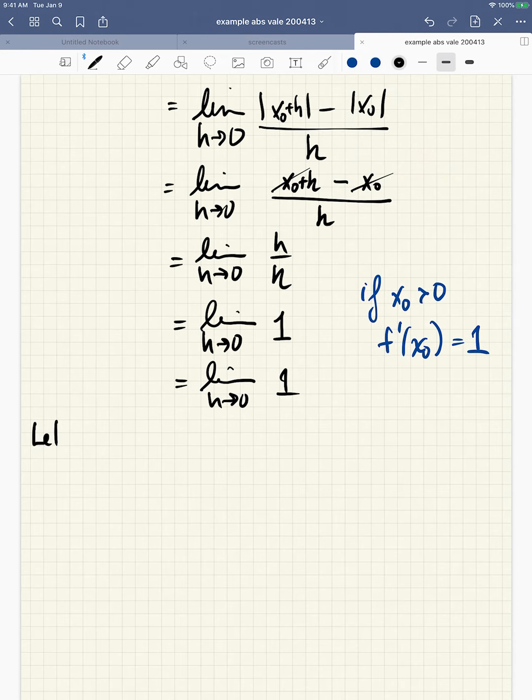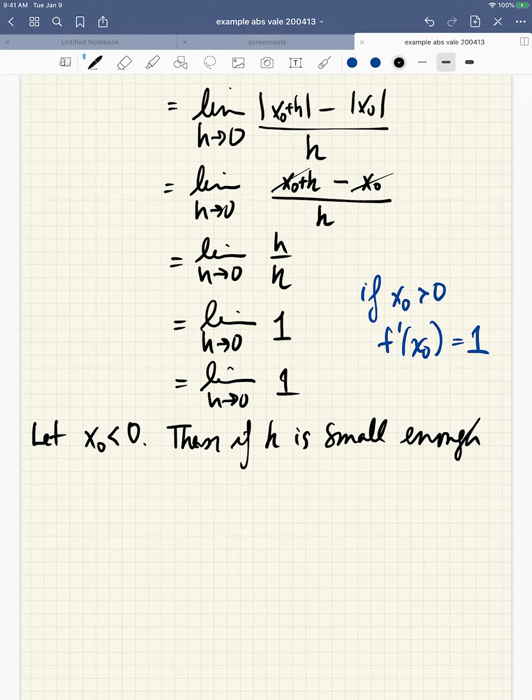Okay, so let's do the same thing for x naught less than 0. We're going to do a similar thing: if h is small enough, x naught plus h is also going to be less than 0. So with that in mind, here I'm taking the derivative at my negative number.